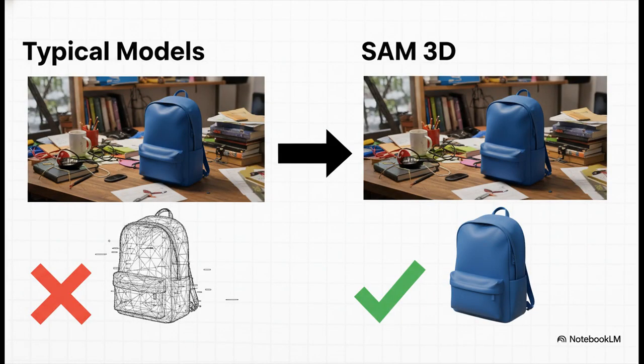And this is its superpower. See, a lot of other models do okay with a nice, clean image of an object on a plain background. But the second you throw them into the chaos of a real-world photo, they just fall apart. SAM 3D, on the other hand, actually thrives in that mess. It can figure out an object's shape, even when it's partially hidden behind something else.